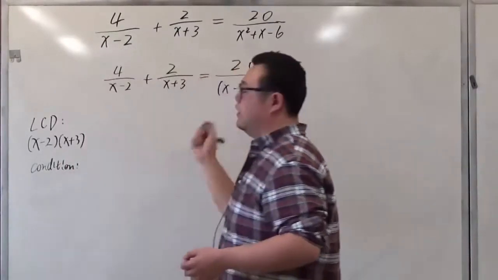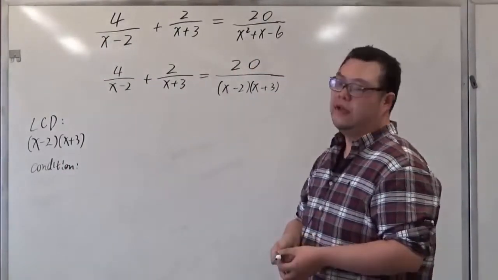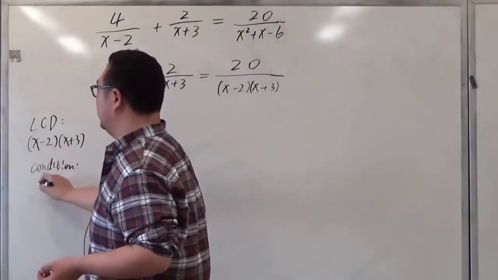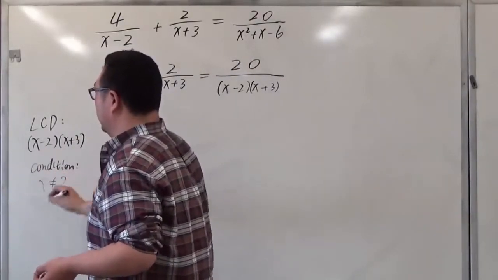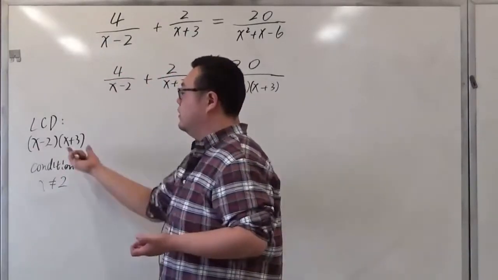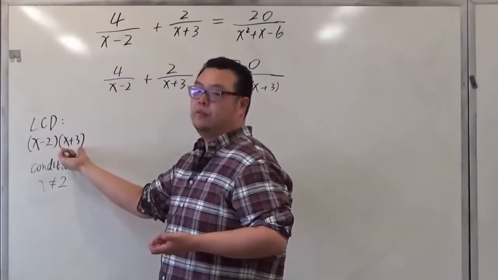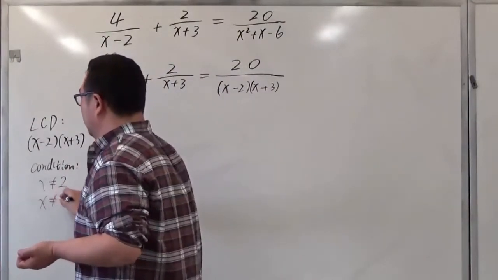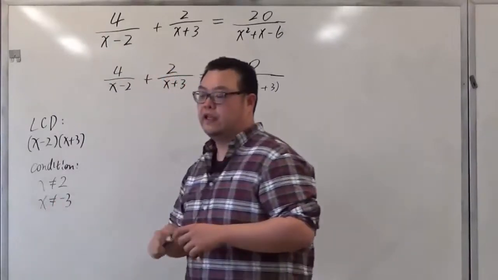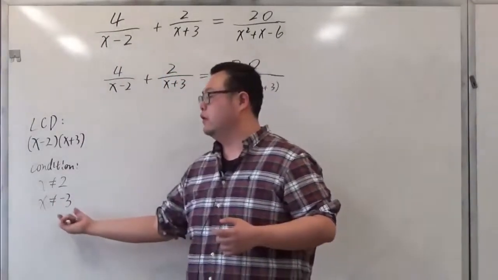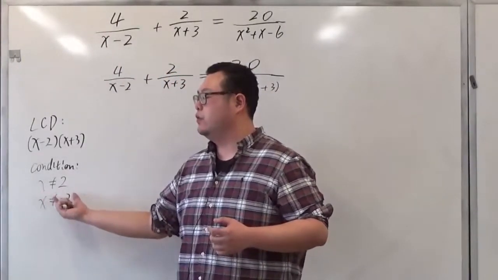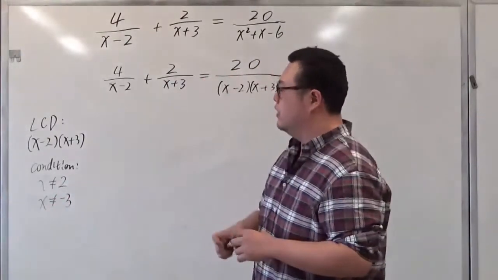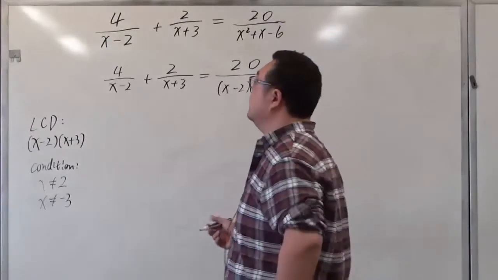As long as they are on our denominator, we still have the condition that the number making x minus 2 equal 0 shouldn't be a solution, and the number making x plus 3 equal 0 should also be kicked out. So our x cannot be 2, and x cannot be negative 3. Those are the two conditions we need to be aware of.